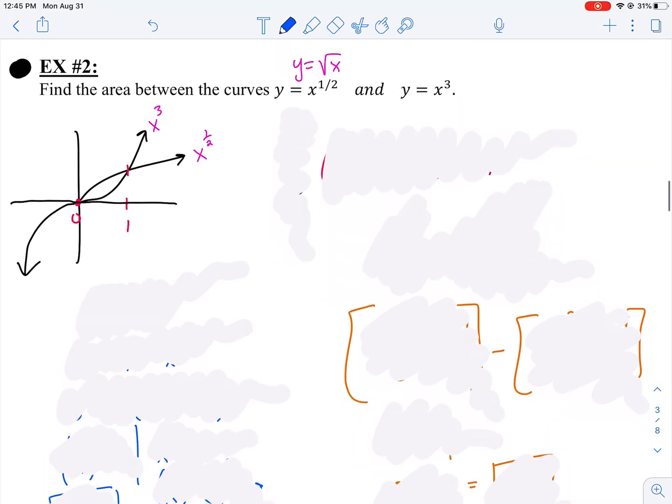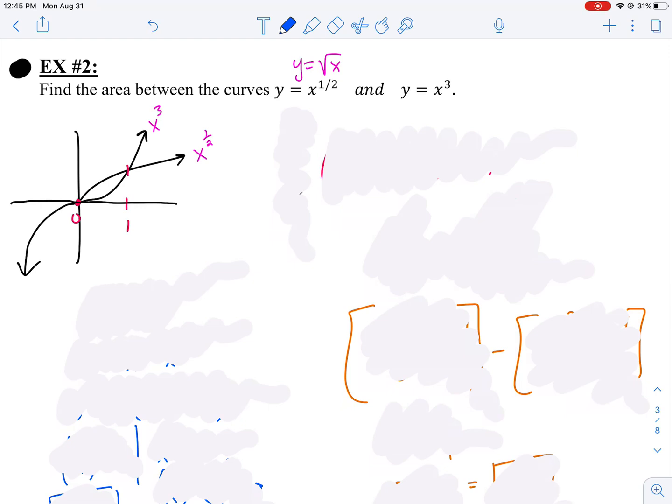Right, let's look at another example in section 15.5 where we're finding the area in between two curves. Example number 2 asks us to find the area in between the curve y equals x to the 1/2. If you don't like it as a rational exponent, remember x to the 1/2 is really another way of saying y equals the square root of x. And then we want to also find the area between that one and the function y equals x cubed.